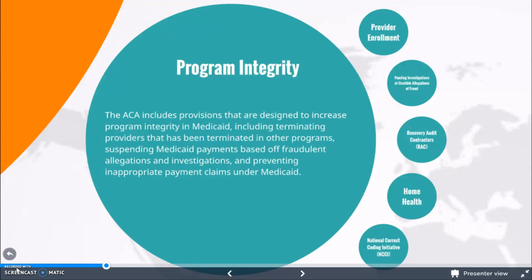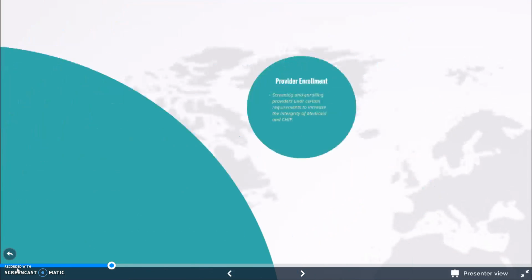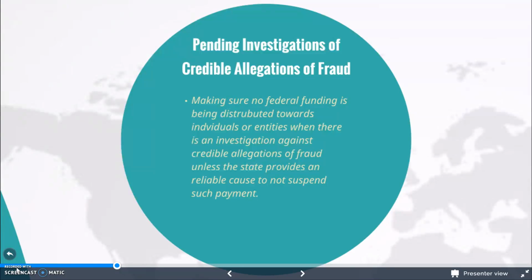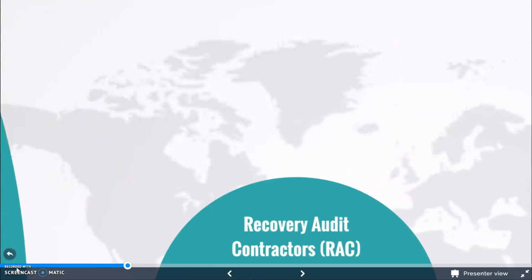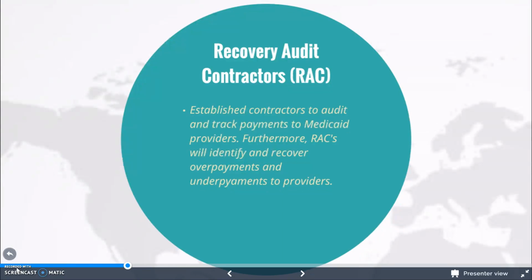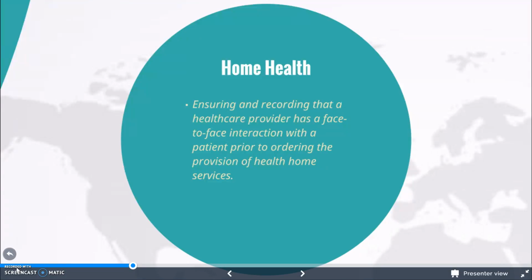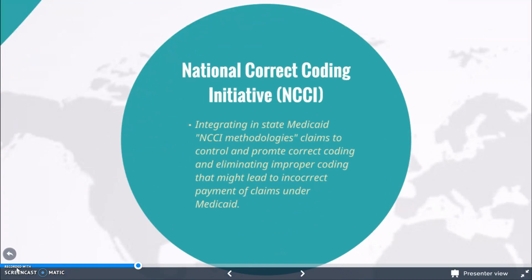Within this subtopic, there are five main subtopics under program integrity, and they include provider enrollment, pending investigations of credible allegations of fraud, recovery audit contractors, home health, and national correct coding initiative.